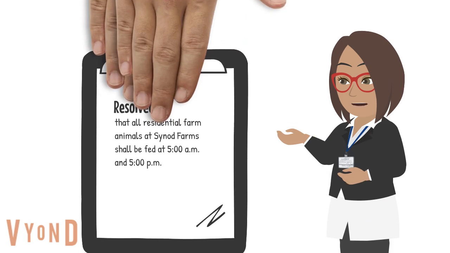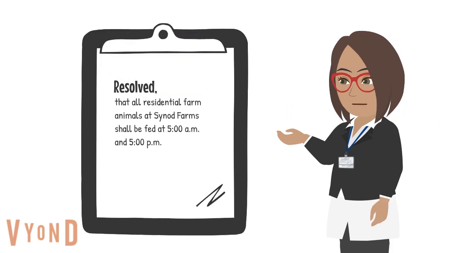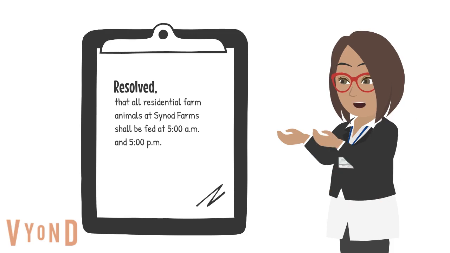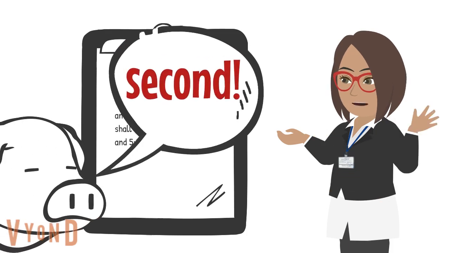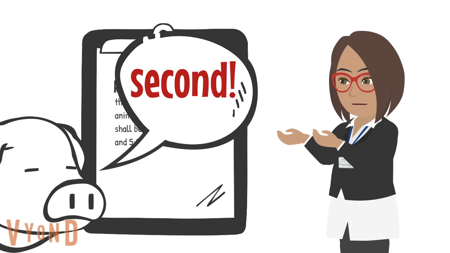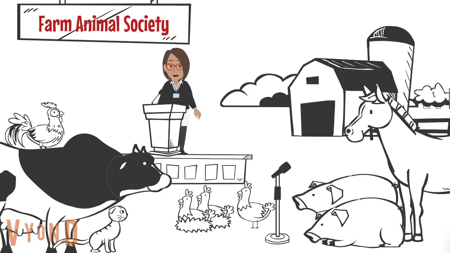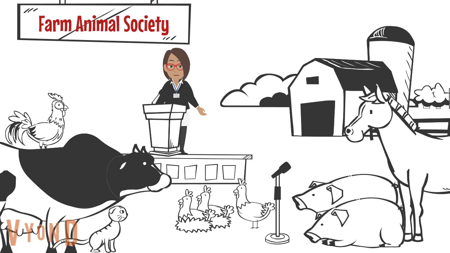The motion reads, resolved that all residential farm animals at Synod Farms shall be fed at 5 o'clock a.m. and 5 o'clock p.m. The pig seconds the motion because anything with food sounds like a good discussion to be had. The motion is open for discussion.